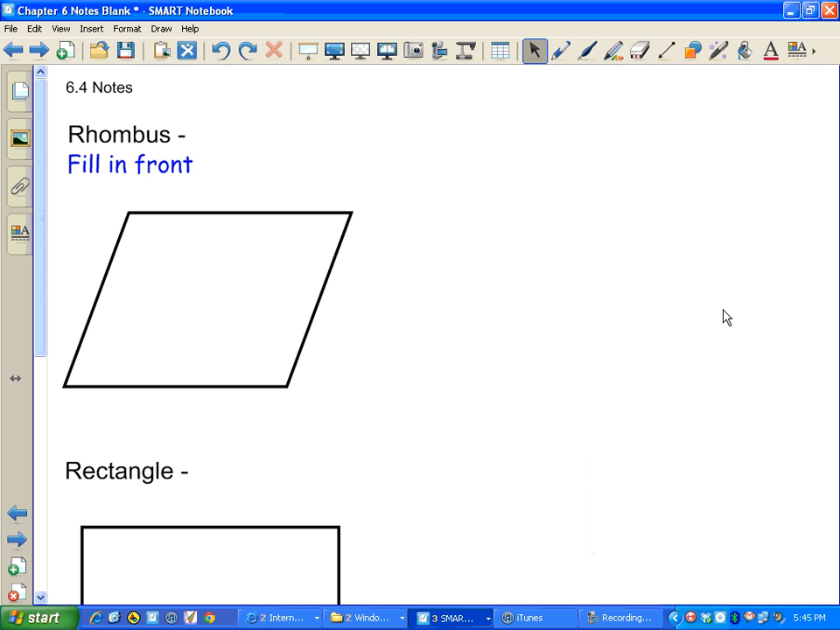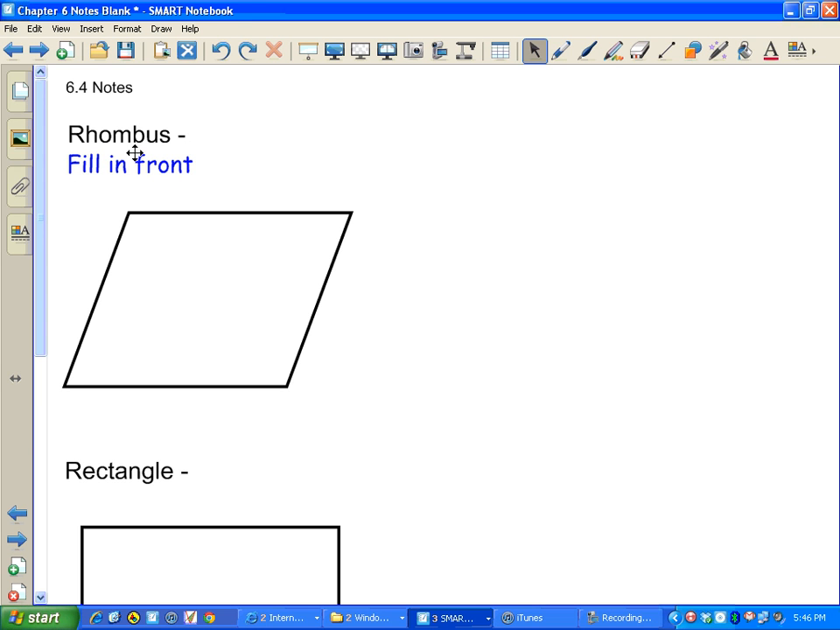6.4 is all about parallelograms that are more than just parallelograms. They actually are classified as shapes that make them more than that. So the three shapes we're going to look at are rhombuses, rectangles, and squares, which are all parallelograms, but knowing that they're a rhombus or a rectangle or a square tells us more information about them. It's a more specific classification.